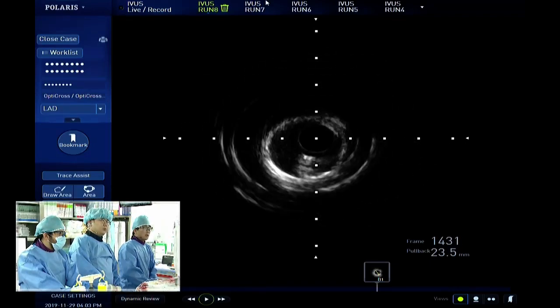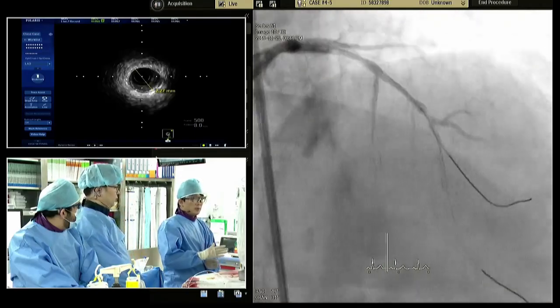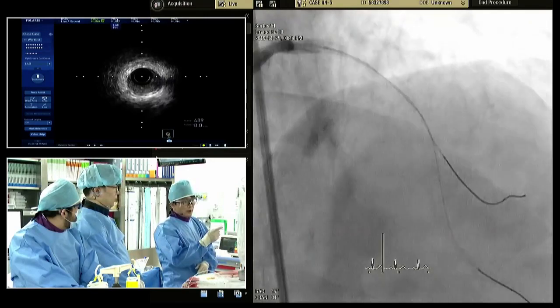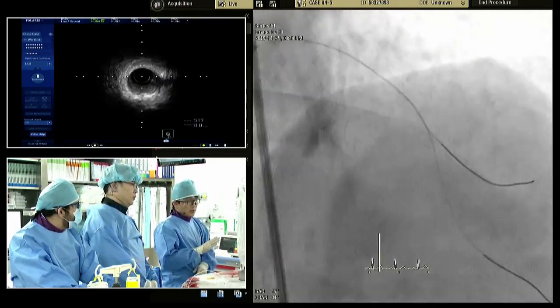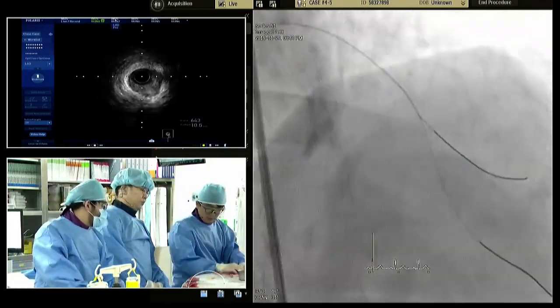Actually, I did not do a full IVUS for the proximal because there was a slow flow there, and I started to stent the distal. That's my current practice right now.